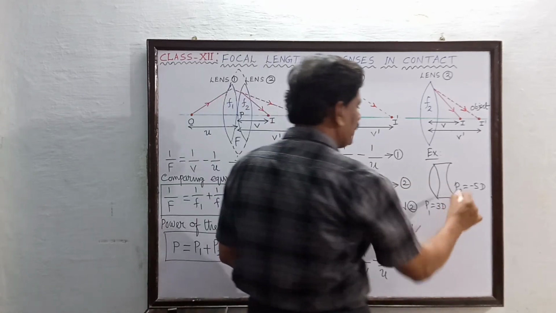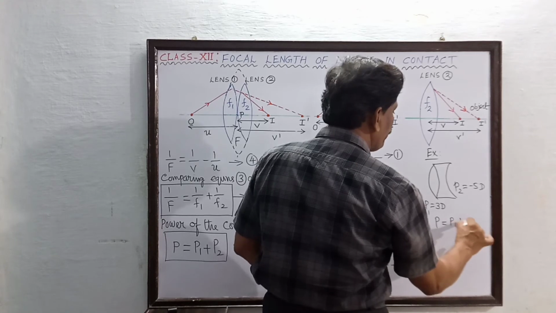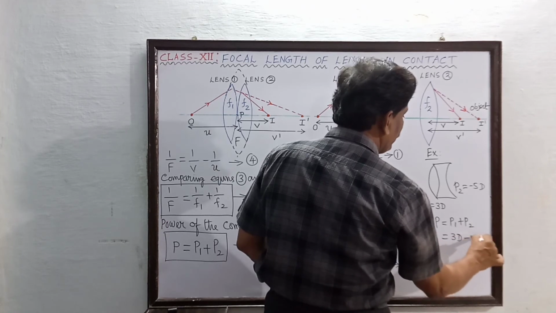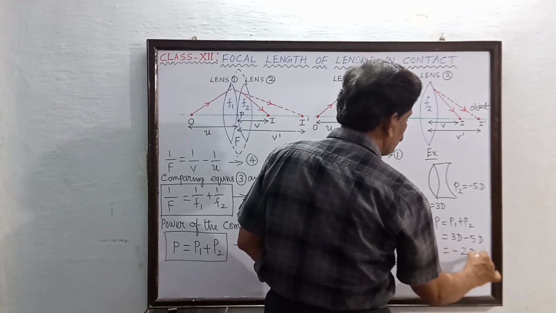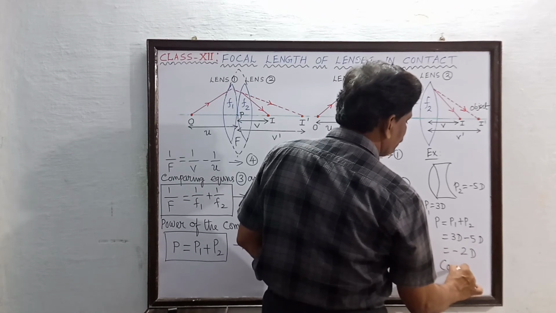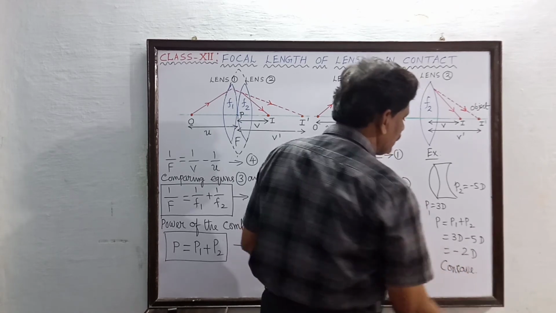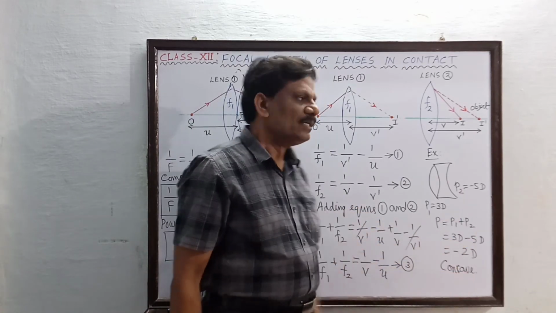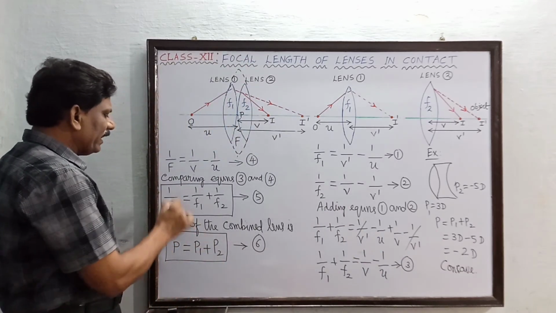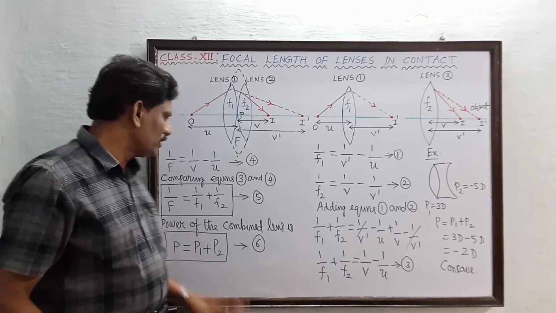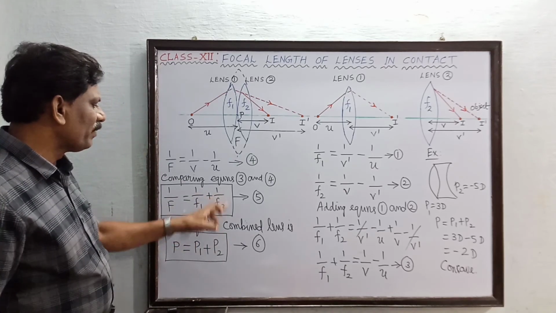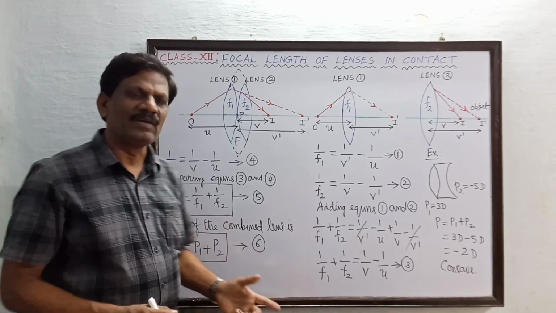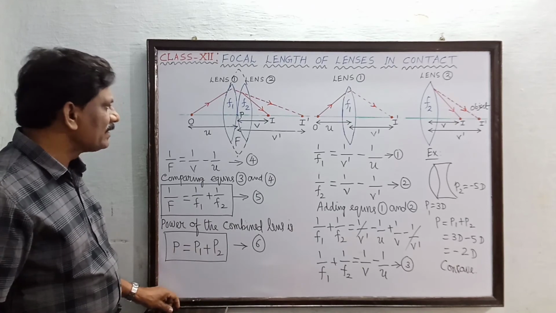So what is the effective power in this case? P is equal to P1 plus P2, and this is equal to 3 diopter minus 5 diopter, which is equal to minus 2 diopter. So it is a concave lens because the power is coming as negative. So the effective focal length of the combination of two lenses is given by 1 by f is equal to 1 by f1 plus 1 by f2. Similarly, the effective power of the combination of two lenses is given by P is equal to P1 plus P2.